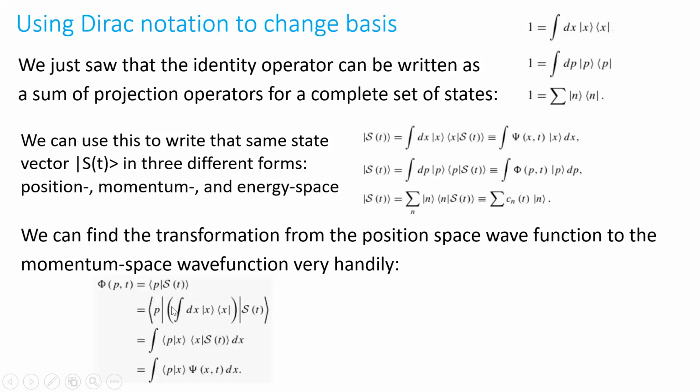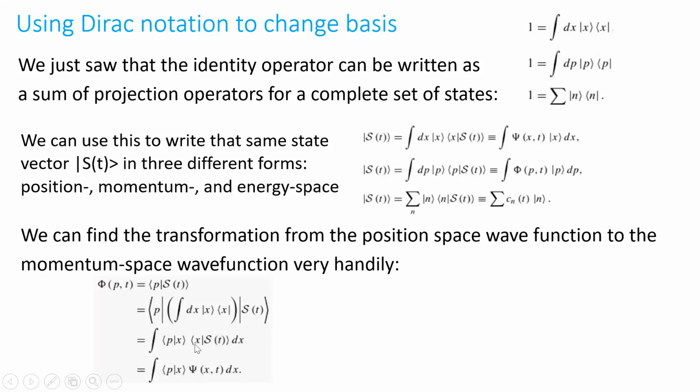psi of t. Then we insert in between them just 1, which is the integral of dx times the x projection operator. That's the completeness relation up here. That's equal to 1. Okay. Then we bring the p bra inside the integral, which we can do because it's p, it's not x. And then we bring psi of t inside too. So we get the integral of the inner product of p with x times the inner product of x with psi of t, dx.